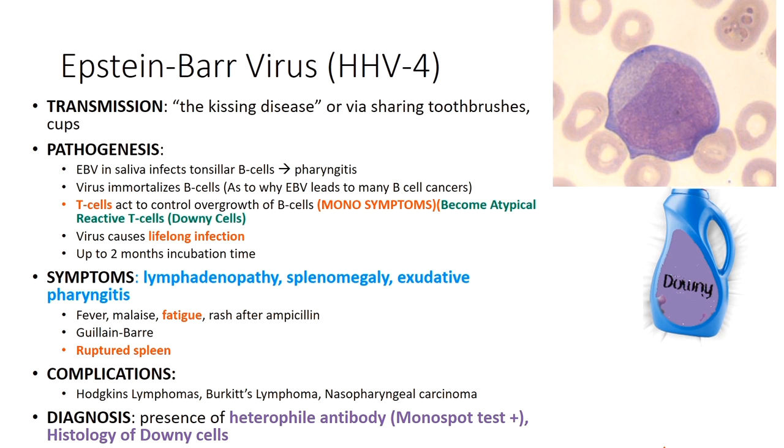All right, and so now onto your Epstein-Barr virus, which is HHV4 or human herpesvirus 4. Transmission from this is your kissing disease or mono. You can also get it via sharing toothbrushes and cups like that. I don't know why you're sharing someone's toothbrushes, but you could still get it that way. It's kind of odd.